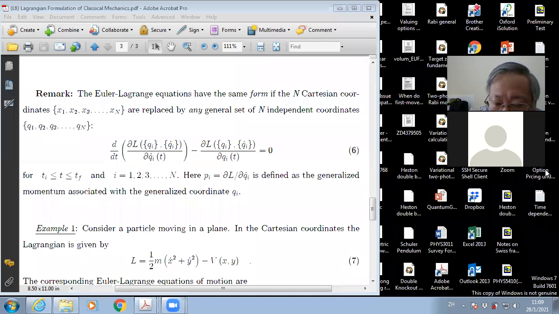Any more questions regarding how to show that the Lagrangian is Galilean invariant? I will answer this very soon. All right. So up to now, about the Lagrangian formulation of classical mechanics, do you have any questions?